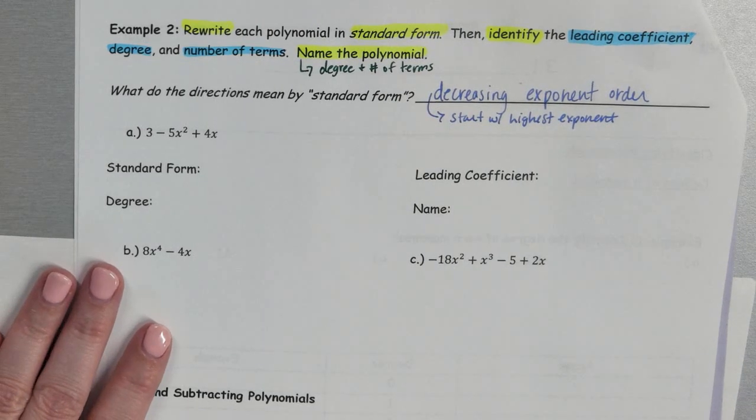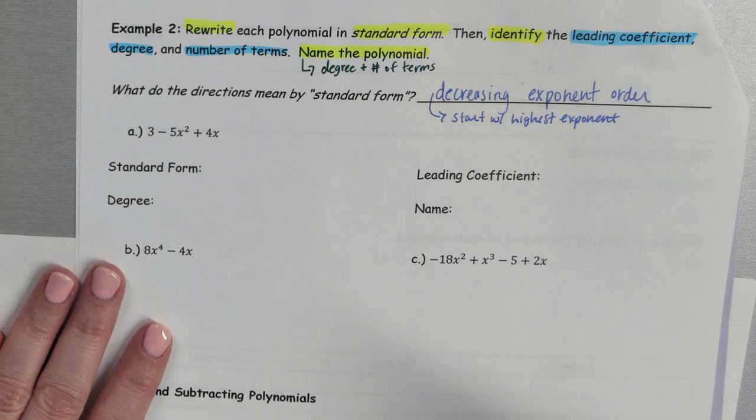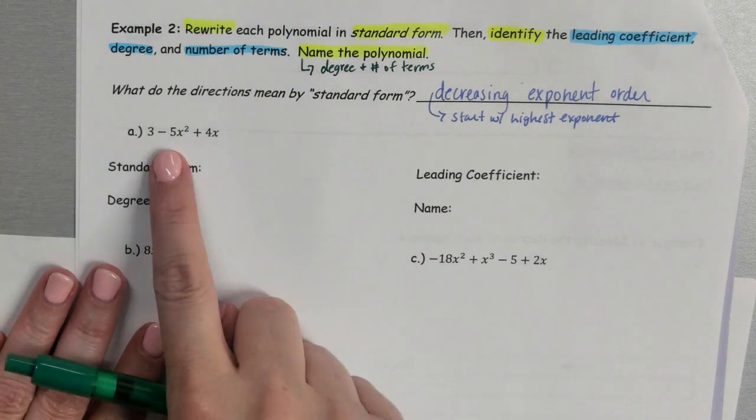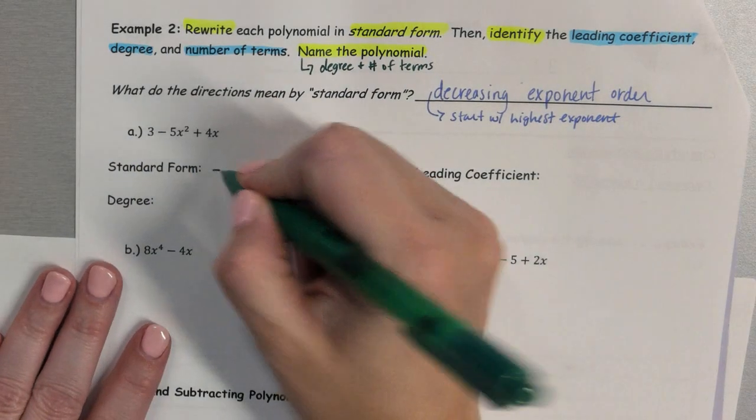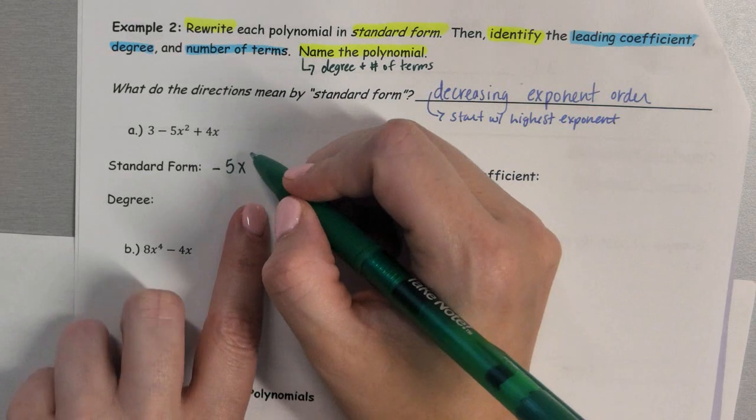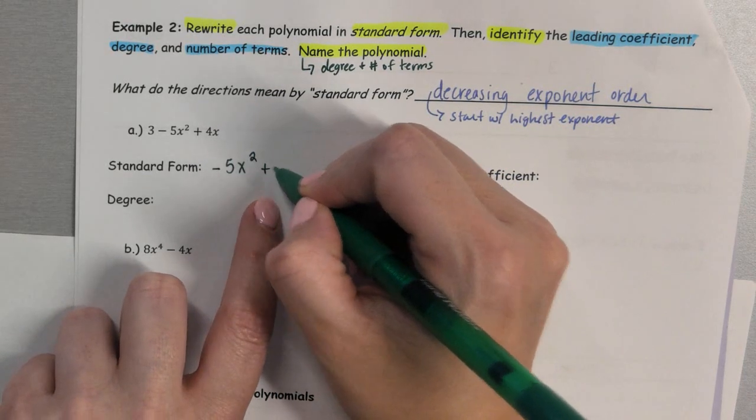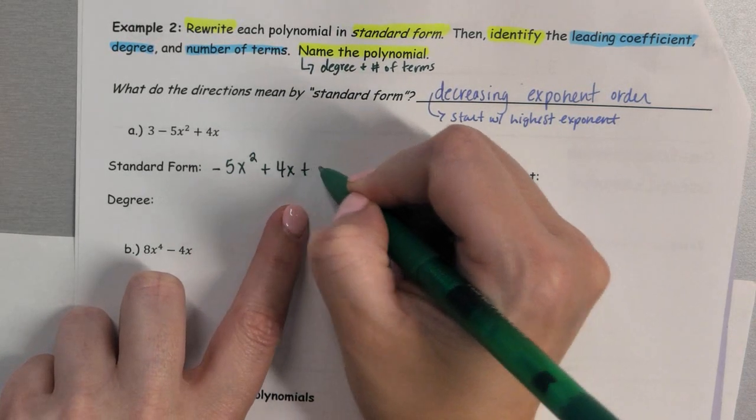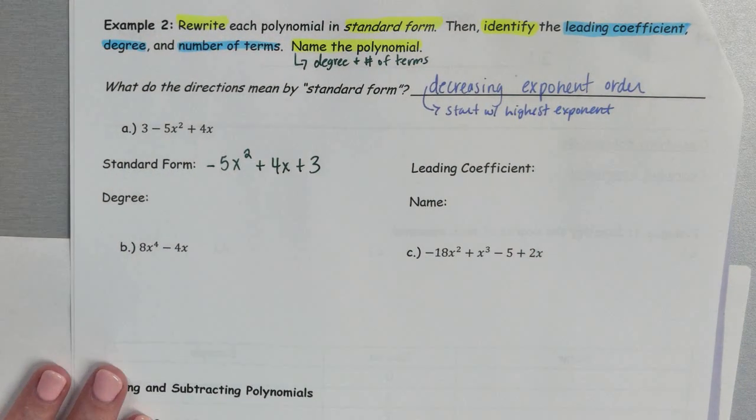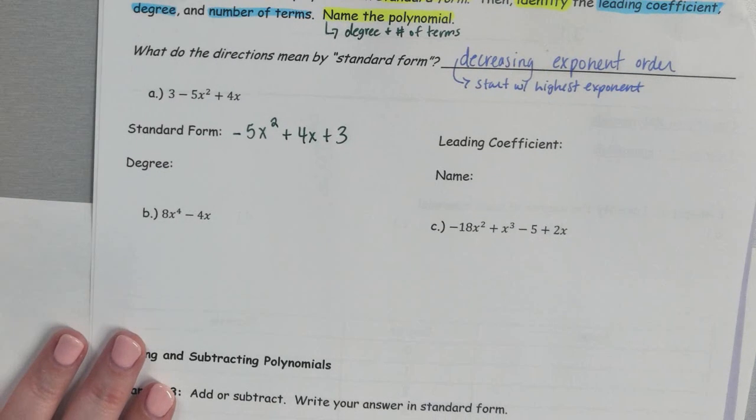Okay, so the first thing we're going to do is standard form. So when I'm looking at these, I'm looking for the highest exponent, which is x squared. Make sure that you take that negative in front of the coefficient here. So negative 5x squared plus 4x plus 3. So notice that all the signs in front are going to stay to indicate whether it's positive or negative.